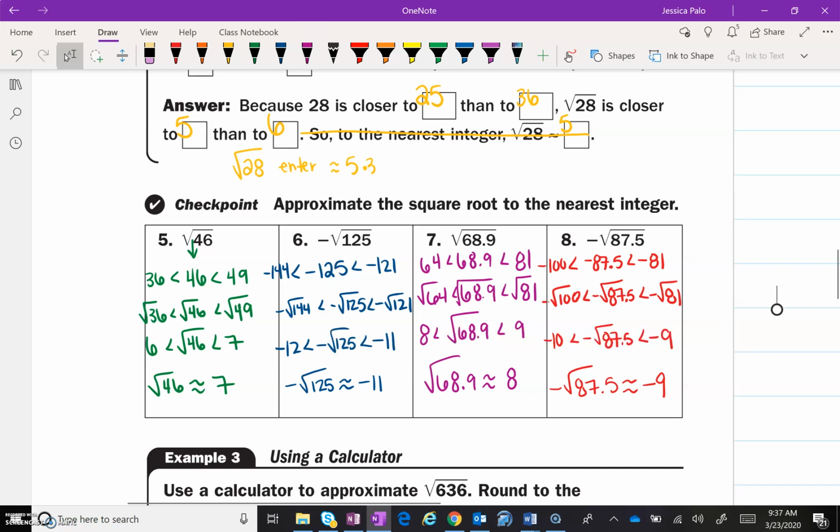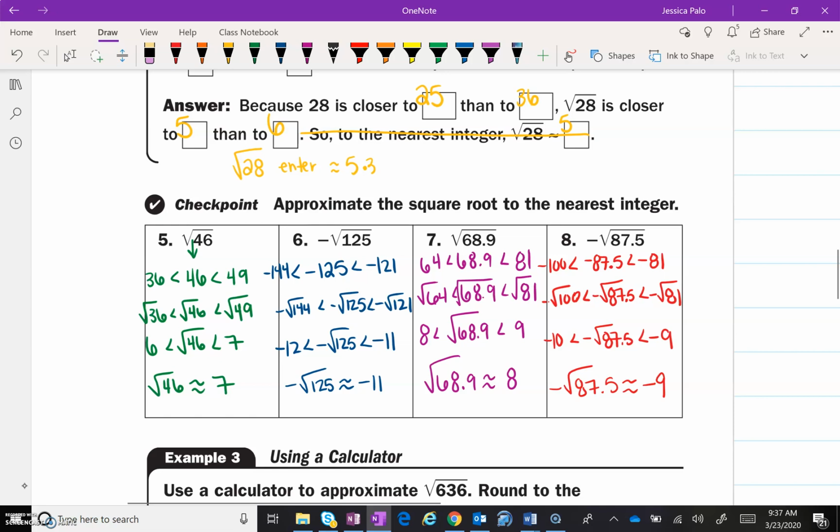I just want to explain something on number 6. Number 6, the negative square root of 125. So a negative sign can never be inside the radical.